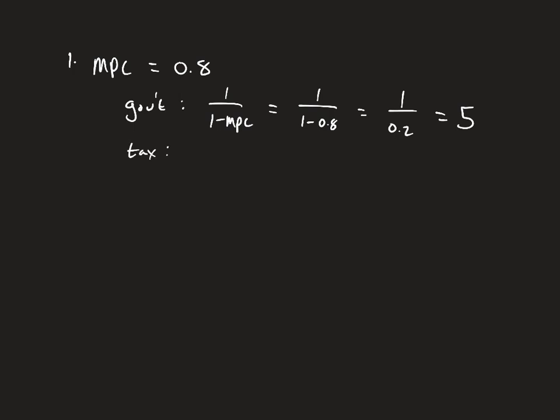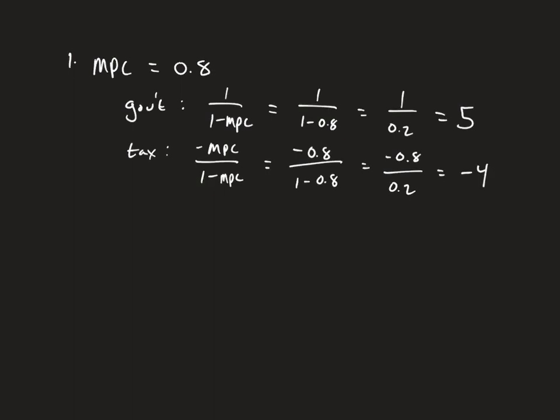For our tax multiplier, we know it's negative. Important to have that negative sign: negative MPC over 1 minus MPC. Again, we'll just plug in our numbers: negative 0.8 over 1 minus 0.8, which equals negative 0.8 over 0.2, which is equal to negative 4.